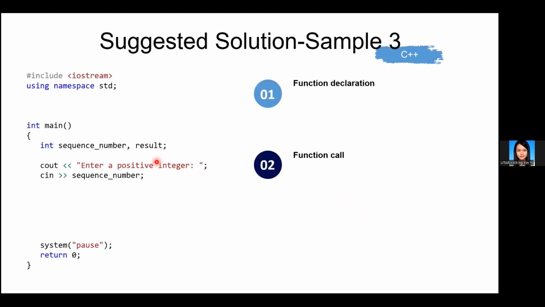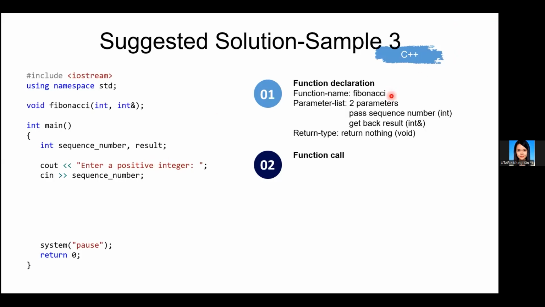Again, we discuss the first part, the function declaration. What is the return type, function name, parameter list? So for this case here, we know the function name should be Fibonacci, the name that I give to it. And then parameters: how many values am I going to pass to the function, and is there any value that I want to get back using the reference parameter? Yes, right. I want to pass down the sequence number keyed in by the user, and then I want to get back the result. So that's why you can see that in the parameter list here, there are going to be 2 parameters.